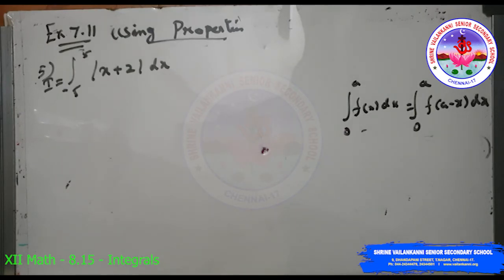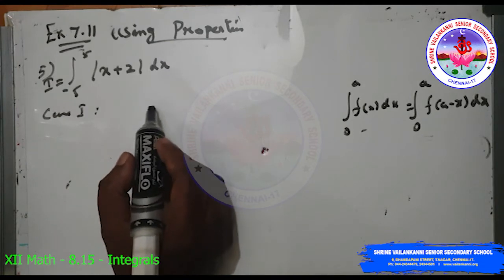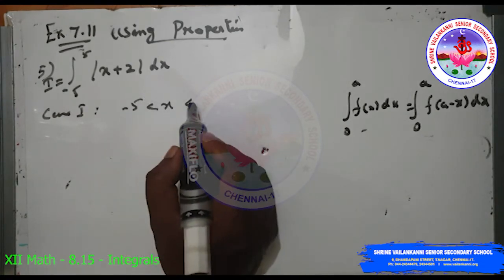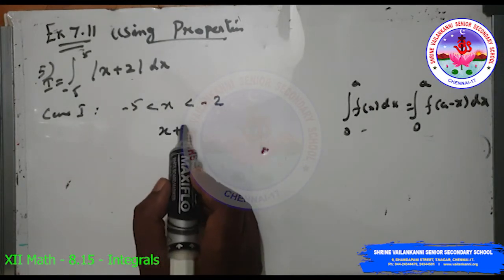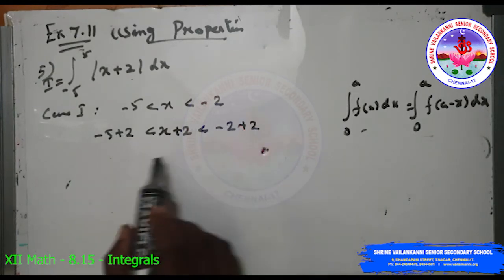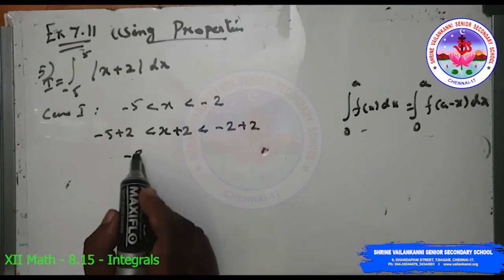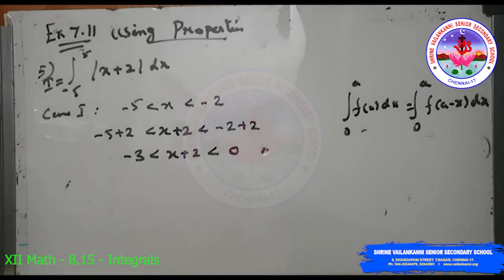So fifth question, integral of minus 5 to 5 modulus of x plus 2 dx. Let I equal to integral of minus 5 to 5 modulus of x plus 2 dx. So first case, x lies between minus 5 and minus 2. Here we have x plus 2. Adding plus 2 on both the sides, we get minus 3 less than x plus 2 less than 0. So here x plus 2 is negative.